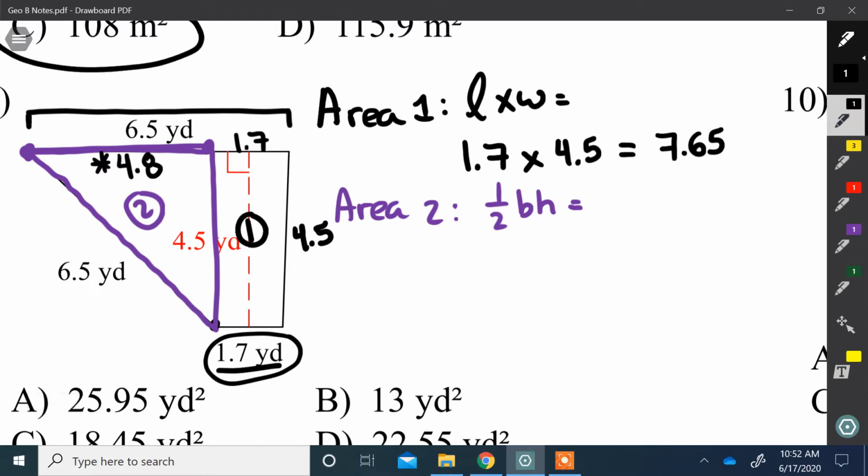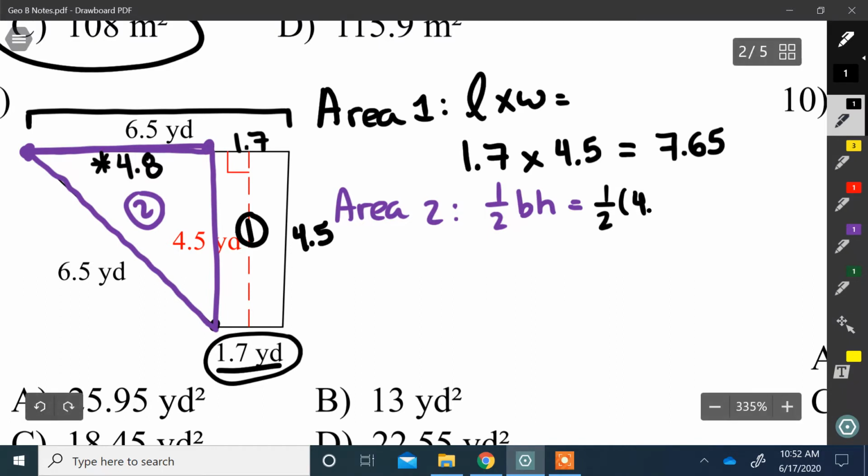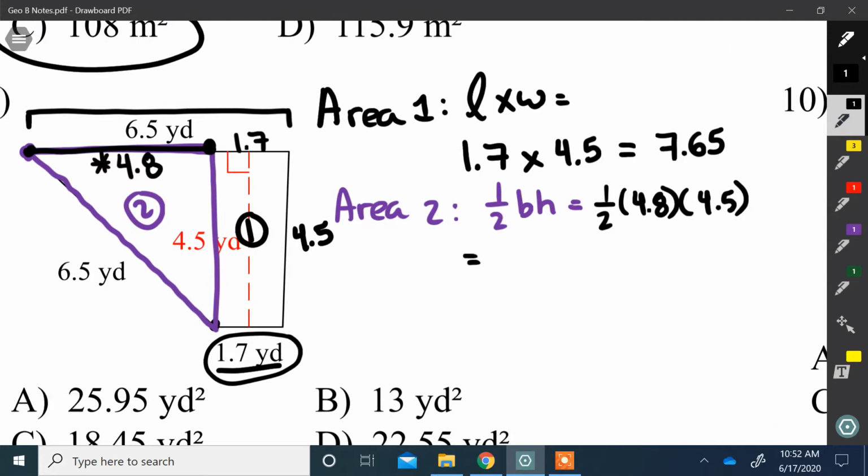Okay? So now I kind of have everything that I need. So the base, one more time, is going to be 4.8. Okay, the base here times the height, which is 4.5. You can switch those around, but you still get the same answer. So we got 4.8 plus 4.5. Why am I adding? It's multiplication, guys. 4.8 times 4.5 divided by 2 should be 10.8.